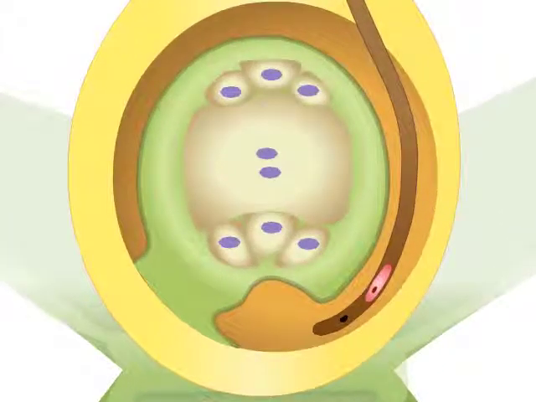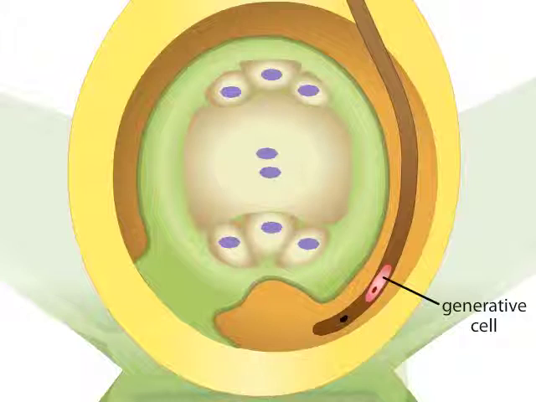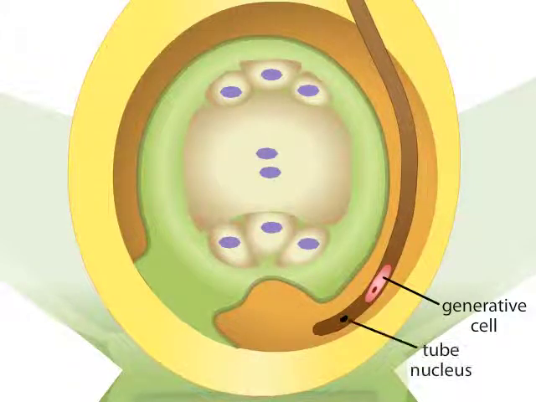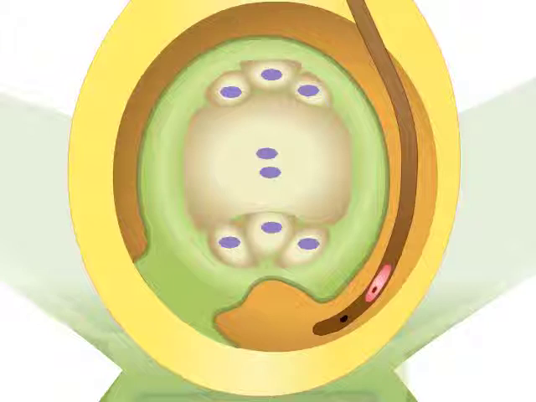A haploid cell, called a generative cell, travels down the pollen tube. The generative cell travels behind the tube nucleus, which is the nucleus of the large cell that makes up the bulk of the pollen tube and grain. The generative cell divides by mitosis to produce 2 haploid sperm cells.